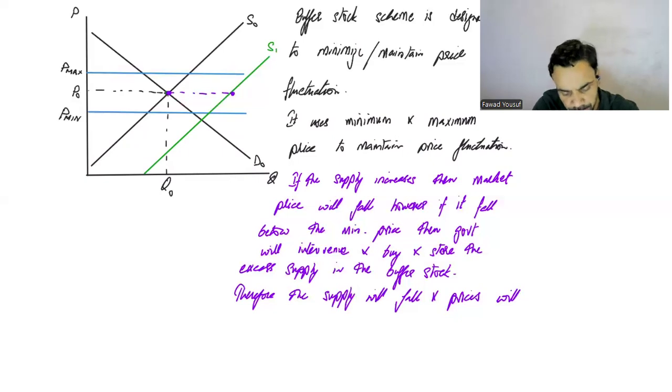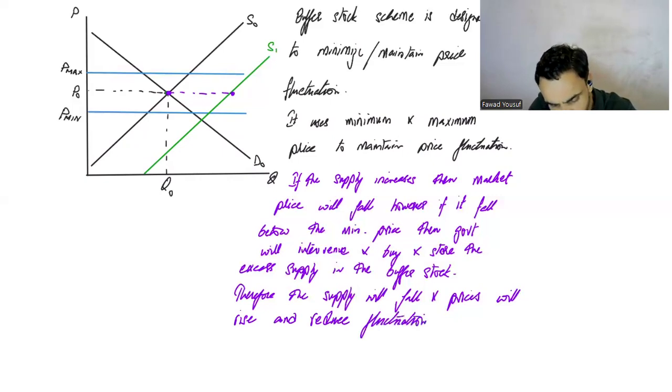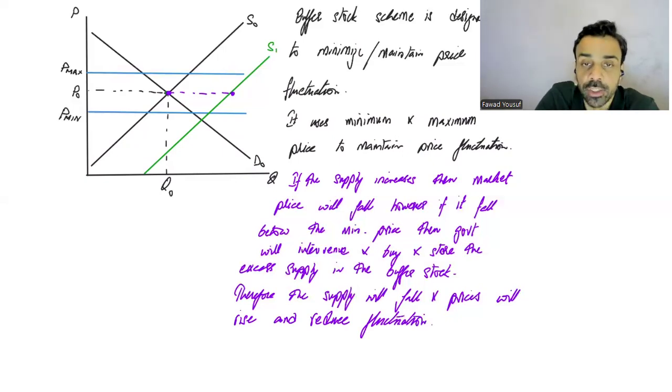I'll tell you, in fact, what all was necessary in our answer. Therefore, the supply will fall and the prices will rise and reduce fluctuation. In this case, it was a fall in the price. When you're doing buffer stock, when we are reading your answer, few things. By the way, the entire thing that I've written in purple was one mark in the case study. So what was necessary?